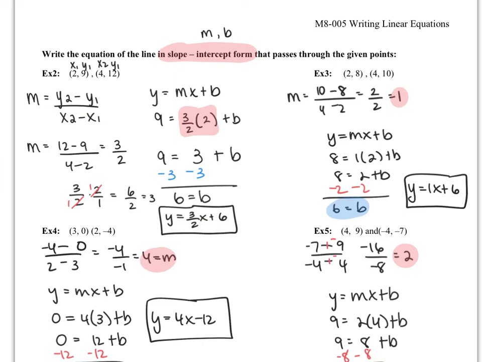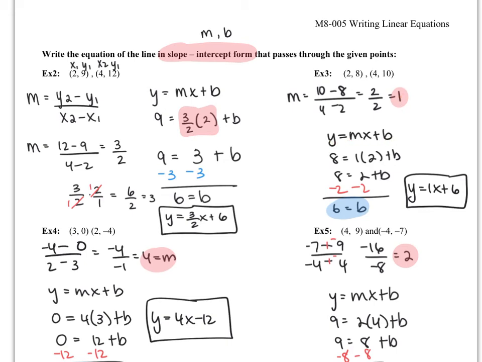So on example 3, I found the slope by doing 10 minus 8, y2 minus y1, for 2, x2 minus x1, 4 minus 2, for a slope of 1. One little trick that I also have is I like to highlight the information I'm going to need later so I can go back and easily find it. And this is my slope, and I'm going to need it at the end.